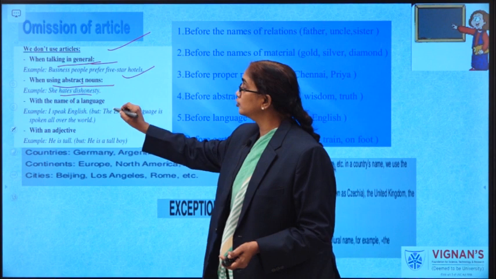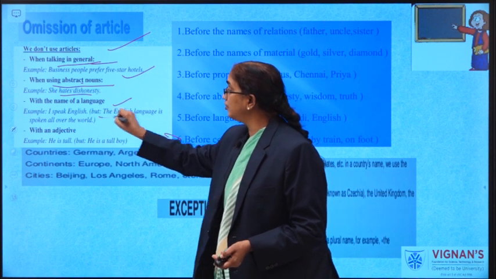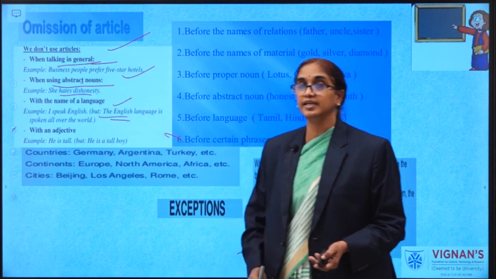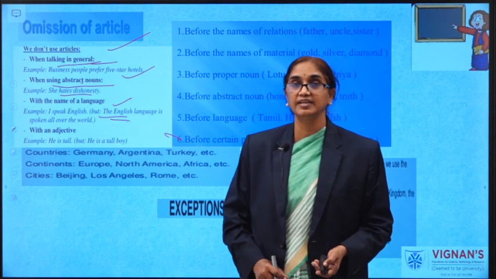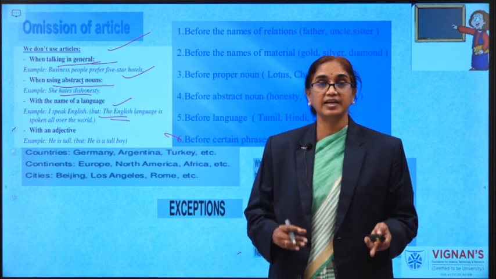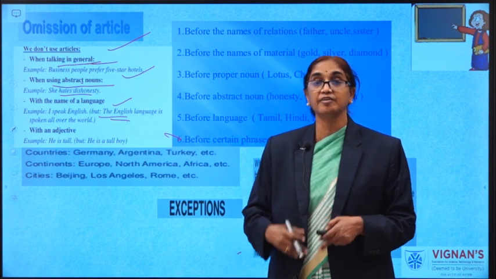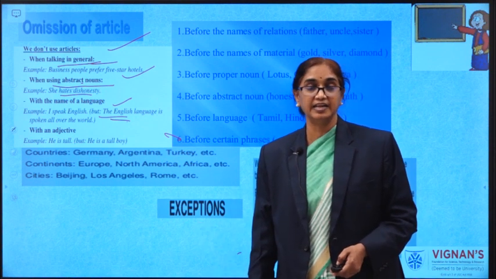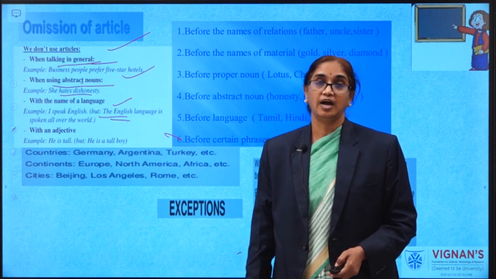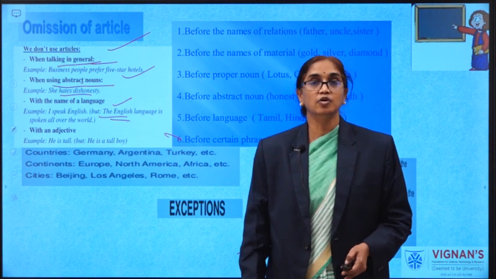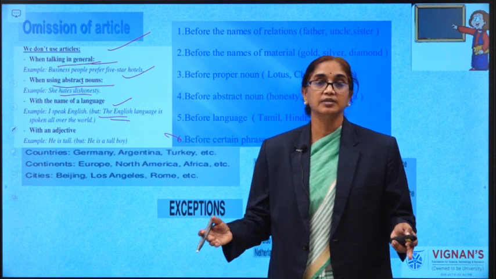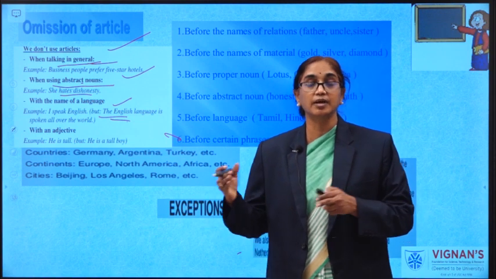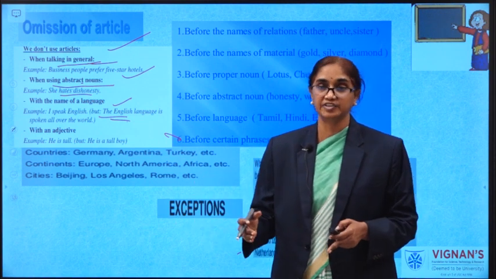We also don't use article the to refer to a language. We don't say, for example, I speak the English well. When I use article the with English, I am referring to the race, the people. The English are very intelligent. The French are more enterprising. So here I am talking about not the language, but the people of that nationality.